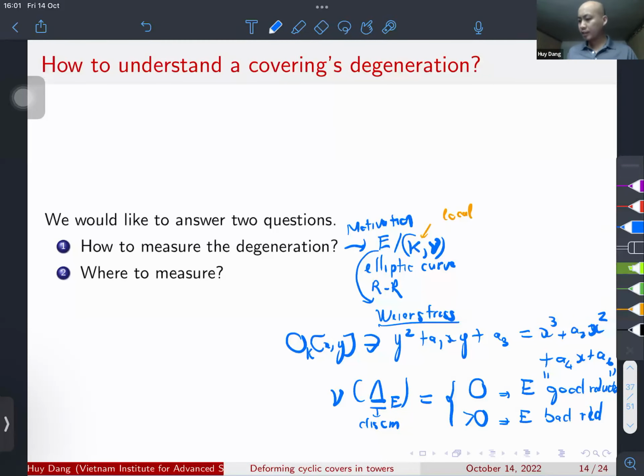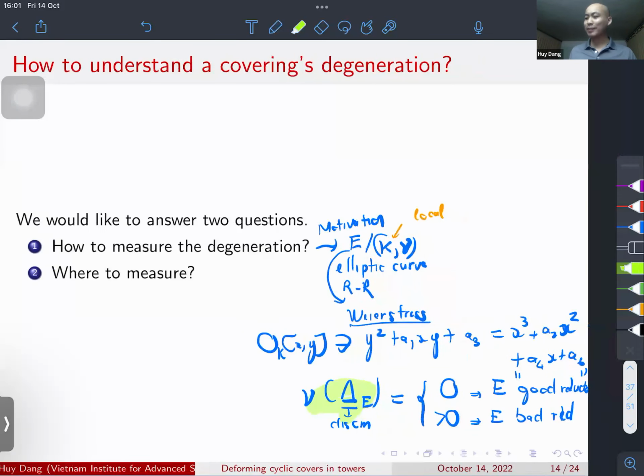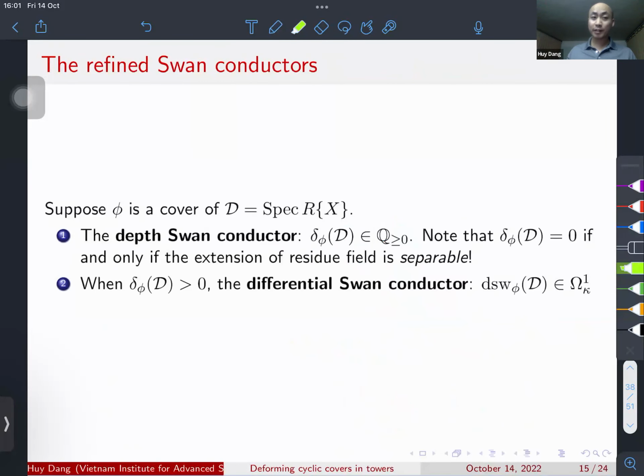Okay, so it has bad reduction in this case. So that is the very nice invariant that helps us to understand the good or bad reduction for elliptic curves. And actually it translates somehow: we can have something similar for coverings of curves, cyclic coverings. That is called the refined Swan conductor, which will play a similar role. Suppose phi is a cover of a disk. This one is actually a closed disk, but it's not too important in this talk.